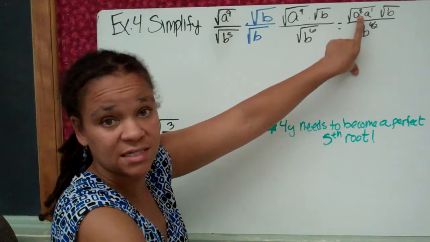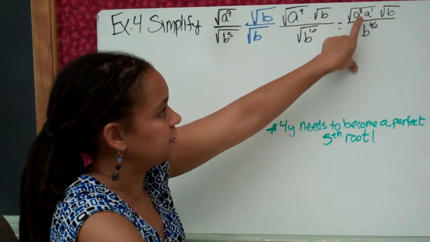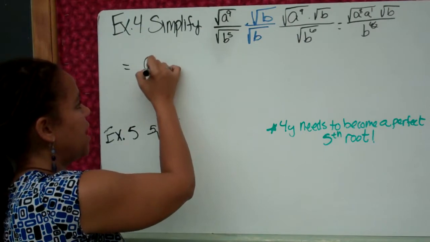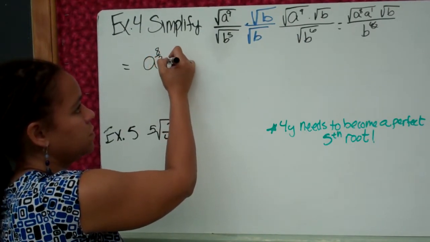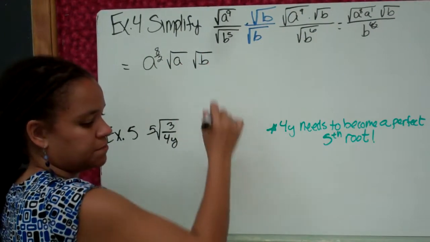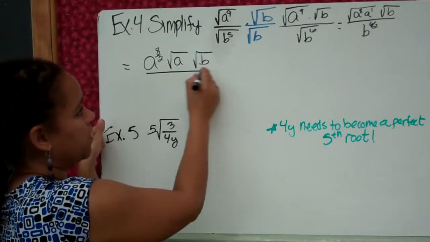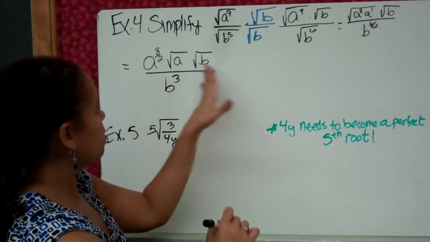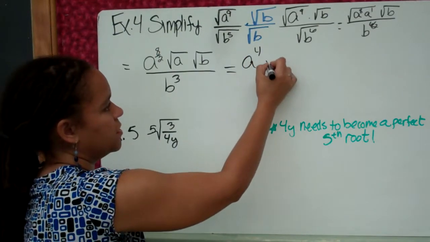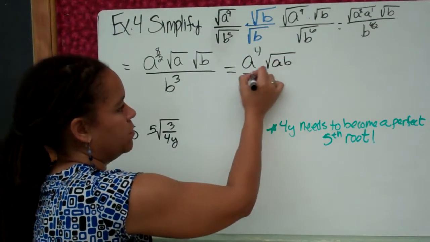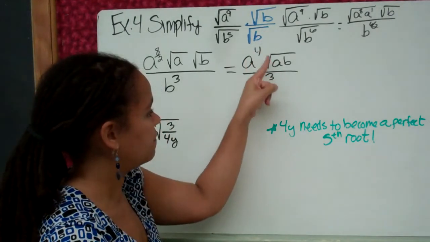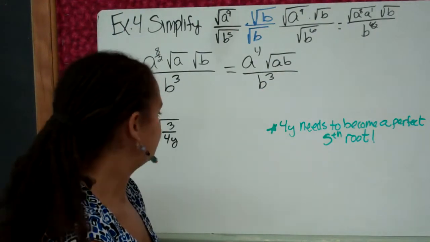The reason we did this is because now I can take the square root of that and get rid of it. So here we'll have a to the 8 over 2, and we still have radical a, and we still have radical b. And down here we have b cubed. So last step to simplify, the 8 over 2 is going to be a to the 4th. These are both under the same radical, a square root. And that will be our simplest term: a to the 4th, radical ab over b cubed.